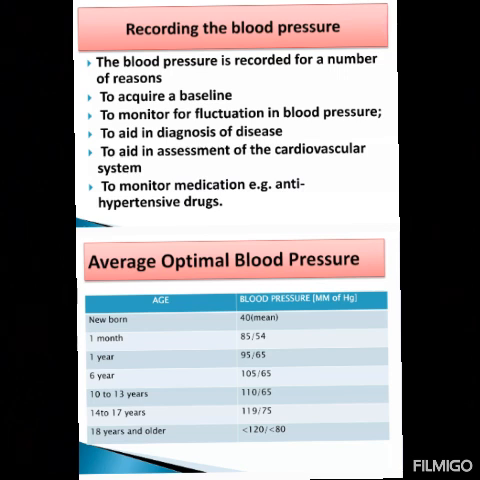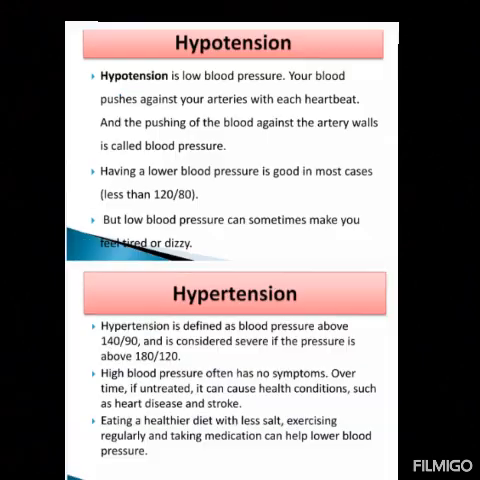In a normal adult, 120 by 80 mm of Hg is normal BP. Systolic and diastolic, these are the two types of BP. Systolic is 90 to 140 mm of Hg and diastolic is 60 to 90 mm of Hg, which is normal BP in an adult. Now let us see what is systolic BP.